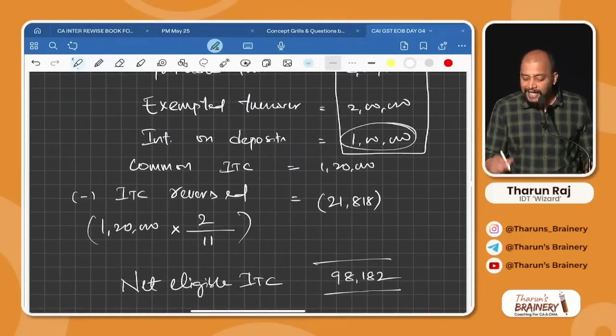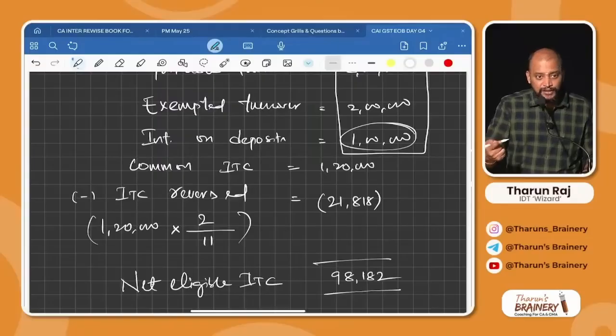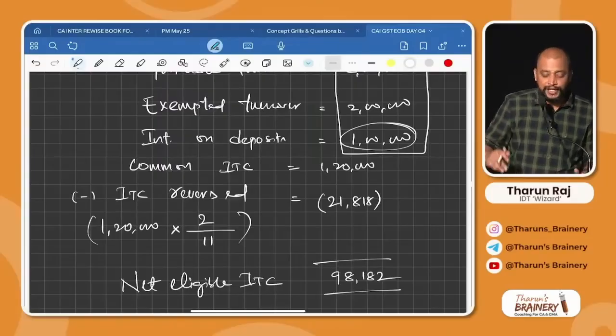Even though this 1 lakh is exempted, we did not keep it under exempted. We kept it under taxable. You understood? That is what they are trying to convey.